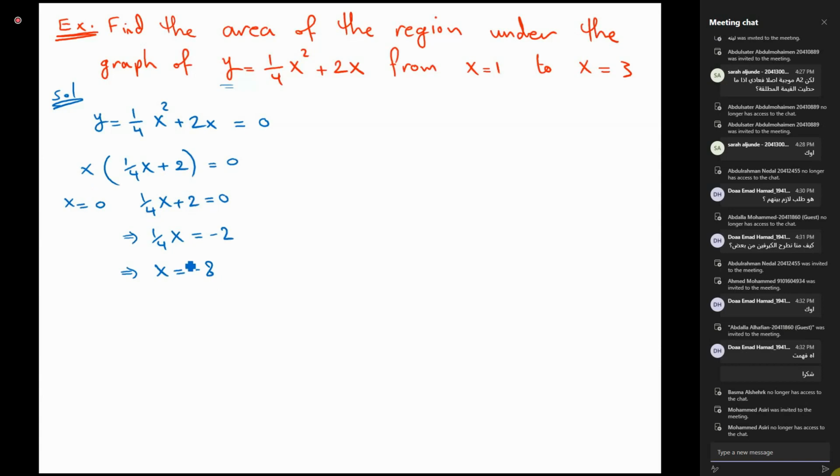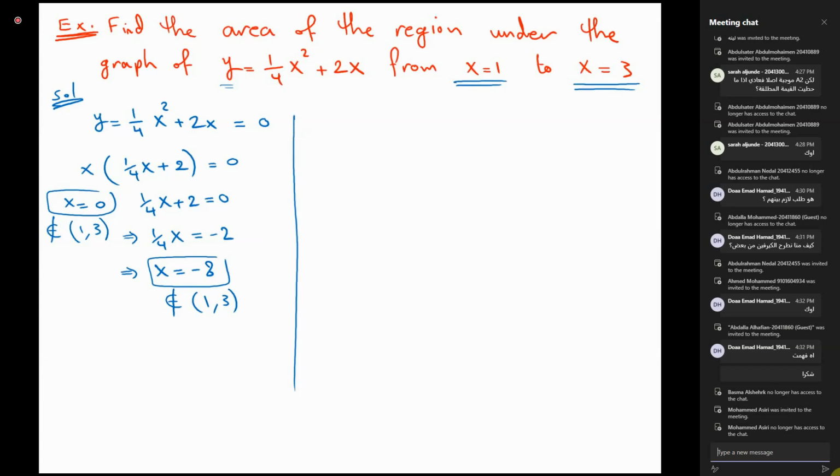So look at this x. We have 2x. This does not belong to the interval from 1 to 3, and this does not belong to the interval from 1 to 3. This is from 1 to 3. Okay, so I have one part, not two parts above and under, because I don't have zeros from 1 to 3. So all the curve from 1 to 3 is above the x-axis or under the x-axis.